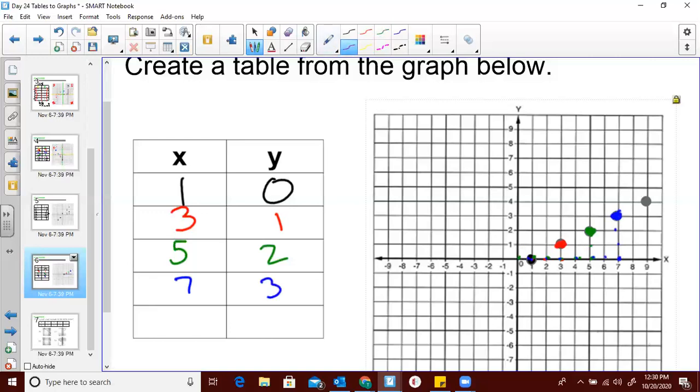And last but not least, again, we're going to count. We'll get to 9, and then we'll go up. You can see that's going to be 9, and then it's going to be 4. So x is 9. We went to the right 9. We went up 4.